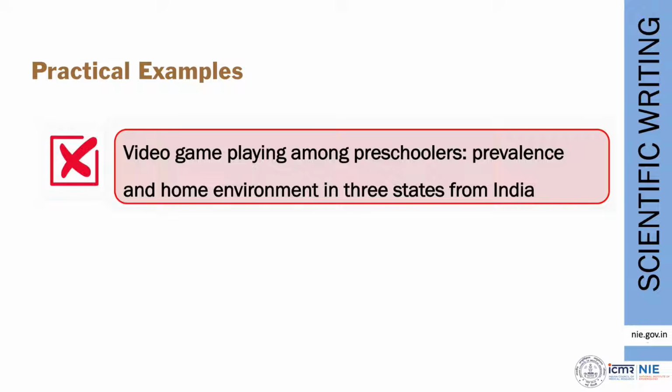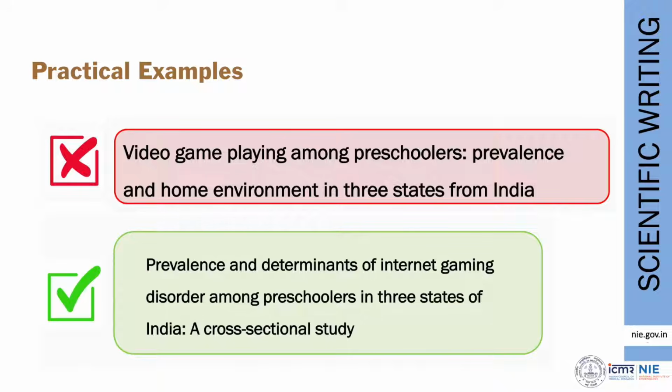A more refined form of a title could be: Prevalence and Determinants of Internet Gaming Disorder Among Preschoolers in 3 States of India, a cross-sectional study. This title clearly mentions what is the area that you want to research, who is the target population that you are looking at, what is your research question, where was it done, and what is the study design.